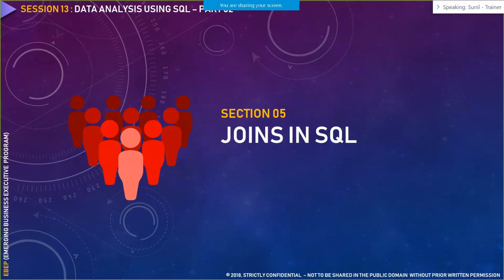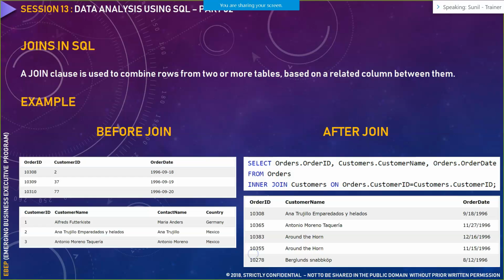Now, a very important concept in SQL is joins. What are joins? A join is a clause used to combine rows from two or more tables. If we want to combine two or more tables and show information as if they are one single table, then we would be using joins, wherein we would pick some columns from one table and some columns from another table. We would join them together and show them as one single table.